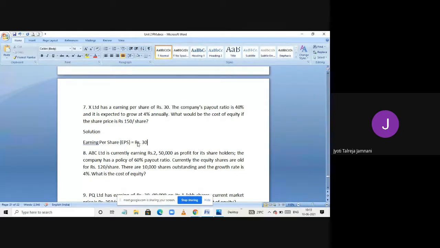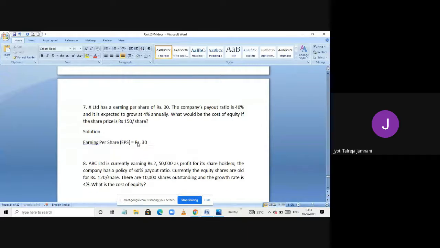The company's payout ratio is 40%. Now see here, dividend, now we will calculate. Dividend they are saying is they will pay 40%. Payout ratio means out of whatever they earn, 40% of that they are going to give as dividend. So we know that our EPS is 30 rupees. We have to find 40% of this, which is the dividend that they are going to give. Can anybody tell me 40% of 30 rupees? 12, ma'am. So dividend is 12 rupees.